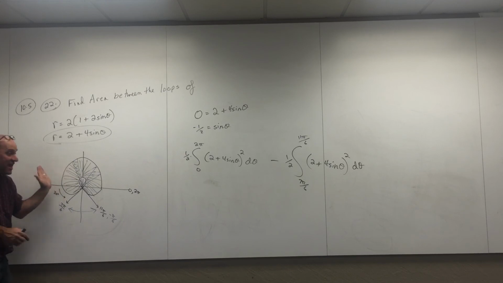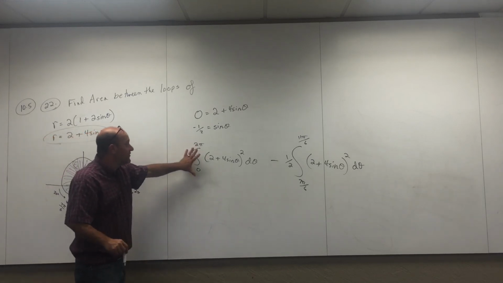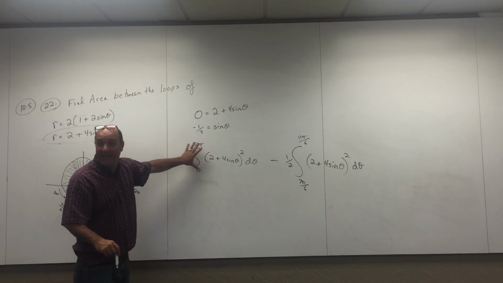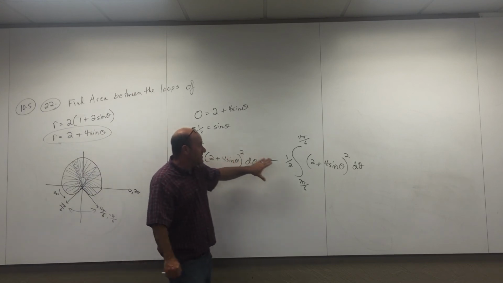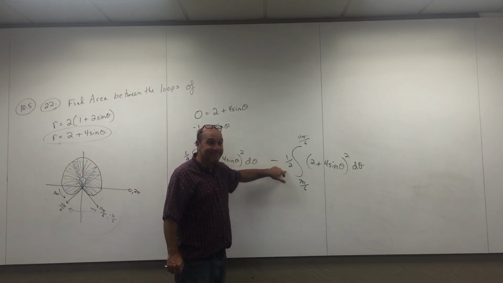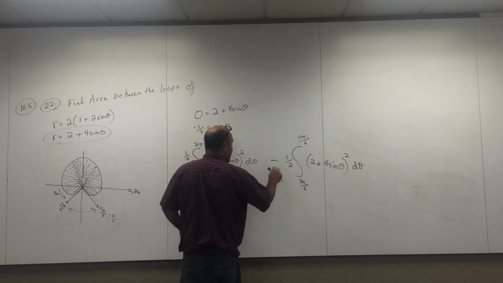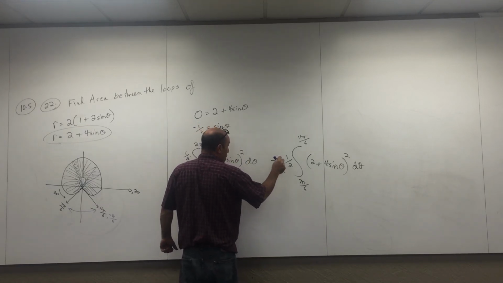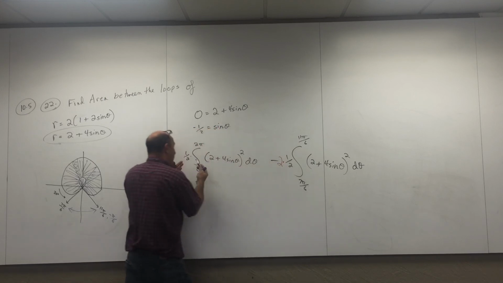Then when you integrate from 7 pi over 6 to 11 pi over 6, you're getting the inner loop. So when you do this from 0 to 2 pi, you're doing the inner loop twice. And if you're trying to subtract it out, then you should subtract out 2 of them. Instead of 2 halves, maybe just have 1. Well, I'm saying I better subtract out 2 of the inner loops because I did it twice here.